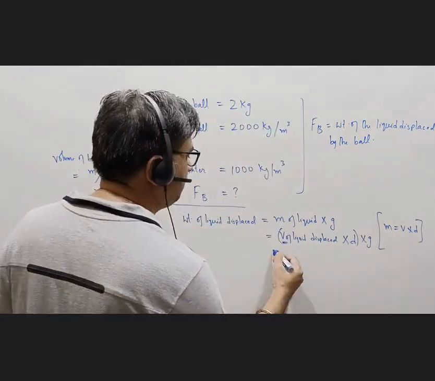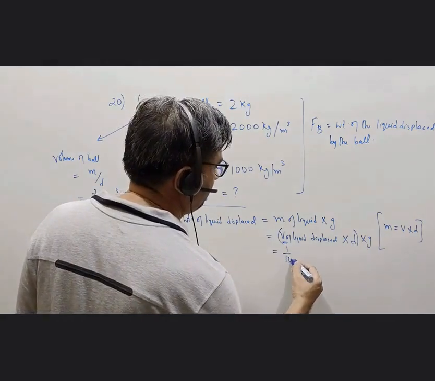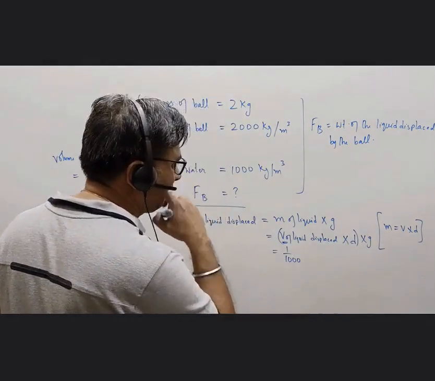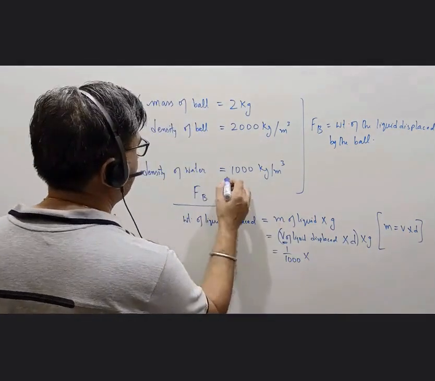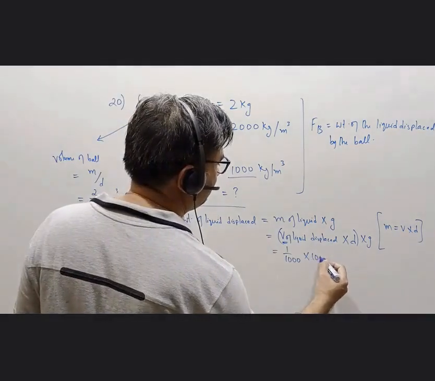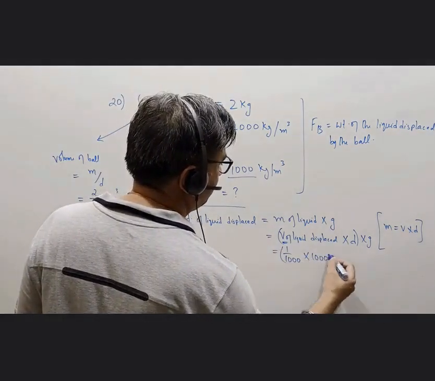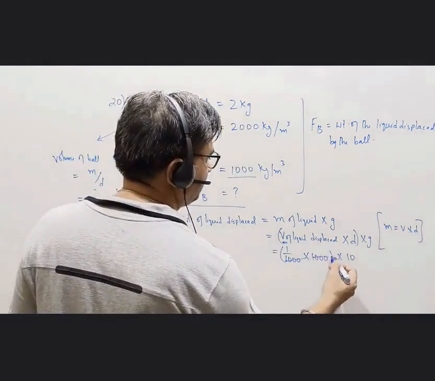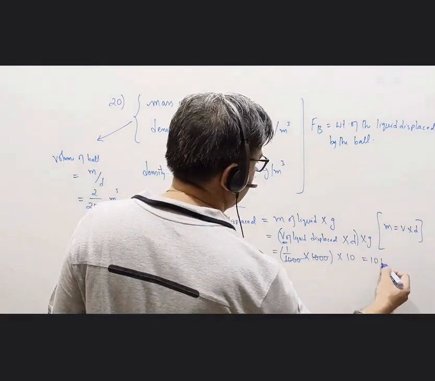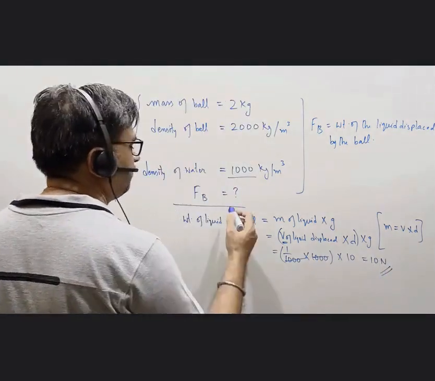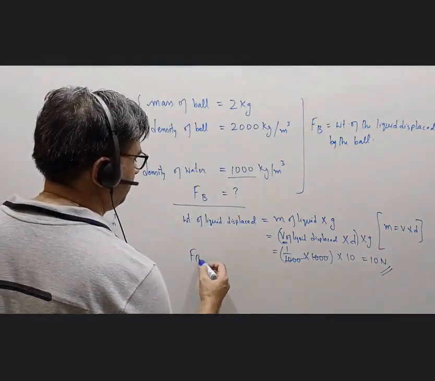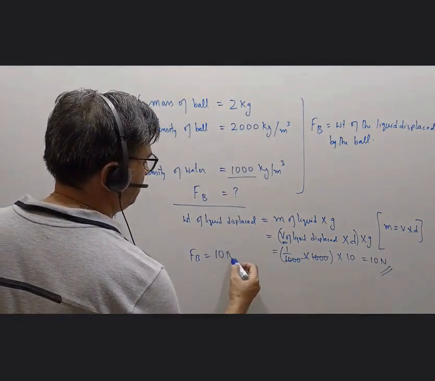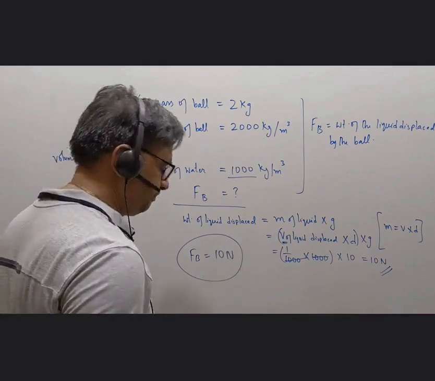So this gets us 1 by 1000 into the density of water, which is 1000, into G. Let's take this as 10. So 10 Newton is the buoyant force. FB comes to 10 Newton. That's the answer.